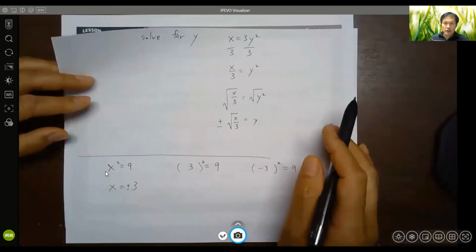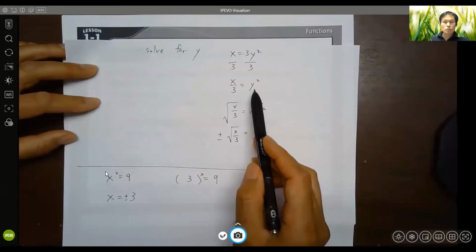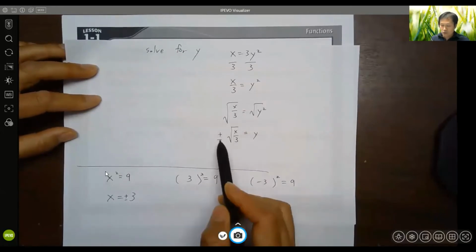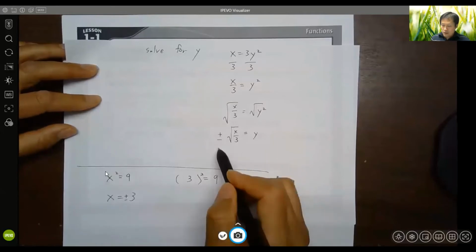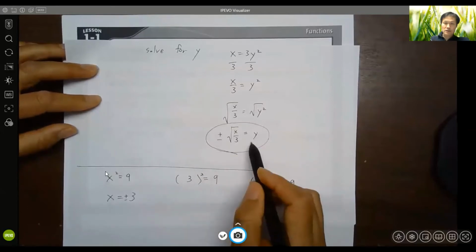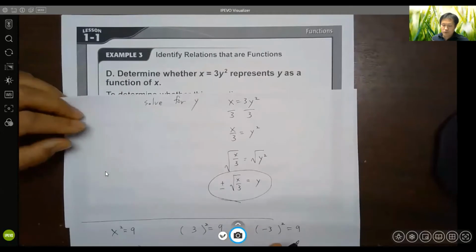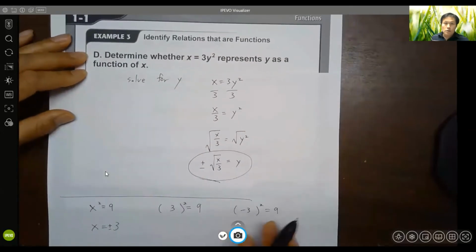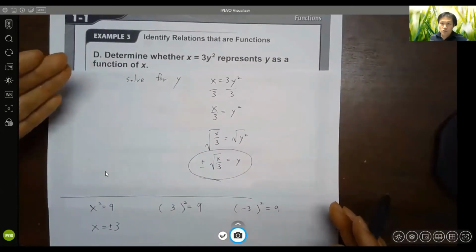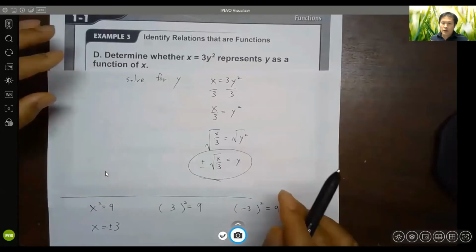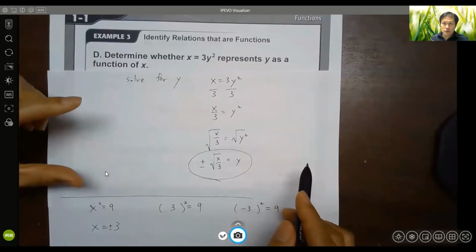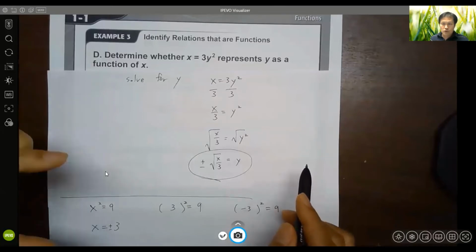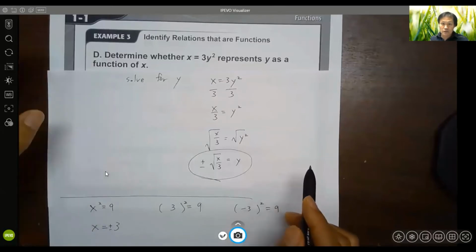So for that reason, when you solve for y here, you get y equal to plus minus square root of x over 3. So you did solve for y. How does that affect our problem here? Do you remember? Function or not a function is determined by the same input with different outputs. If one input creates two different outputs, that's not a function.